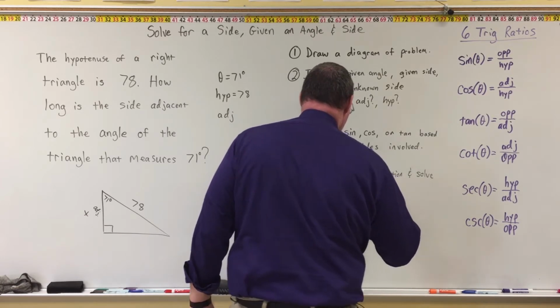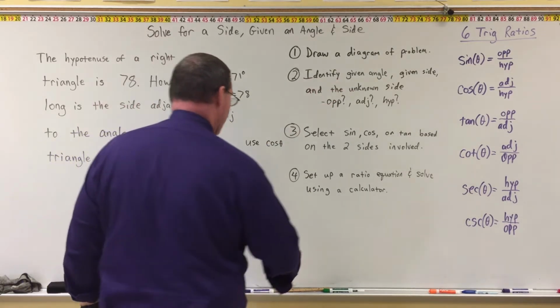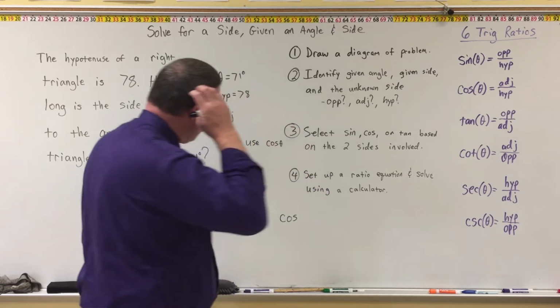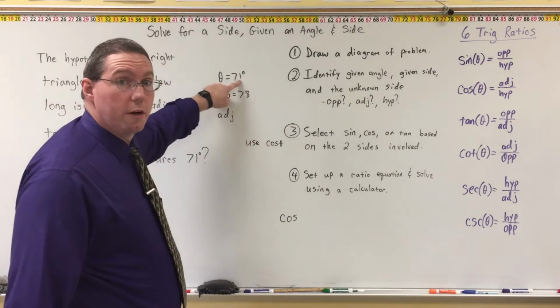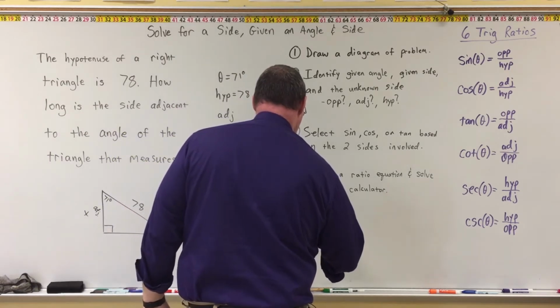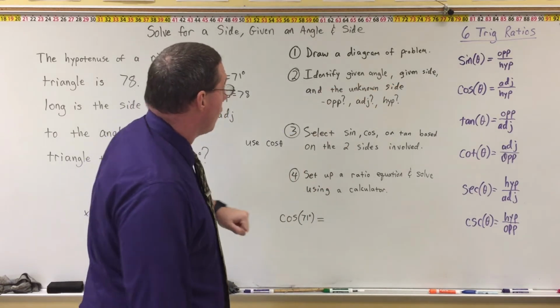Now, let's set up our ratio equation first. So we're going to take cosine equals adjacent over hypotenuse. But instead of writing cosine of theta, we're going to write cosine of 71 degrees because that's what theta is. So we're going to write cosine of 71 degrees equals adjacent over hypotenuse.